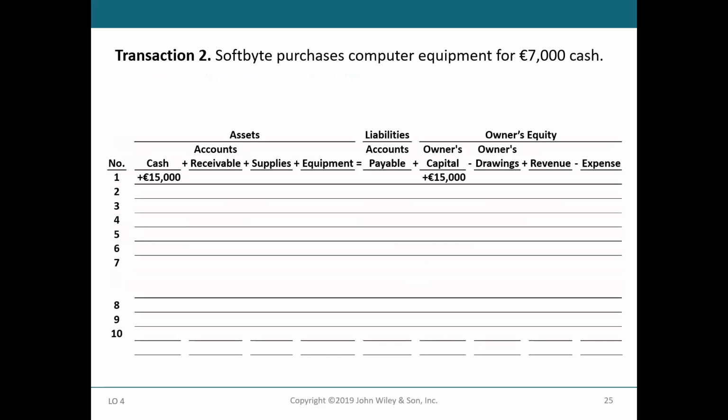Transaction 2, SoftBite purchased computer equipment for 7,000 cash. When we buy computer equipment, our equipment will increase, so I add 7,000 in equipment. Because we pay by cash, when we pay money, our cash decreases. It will decrease by 7,000, so cash will have minus 7,000 here. So did you see that this transaction increases assets and also decreases assets? Remember, every transaction will have a dual effect.